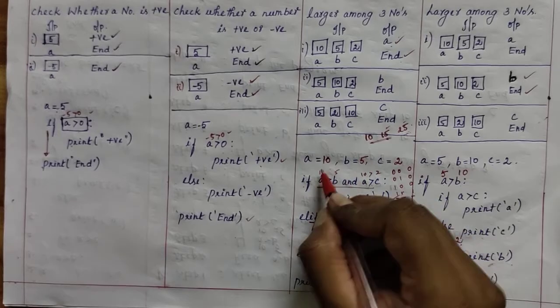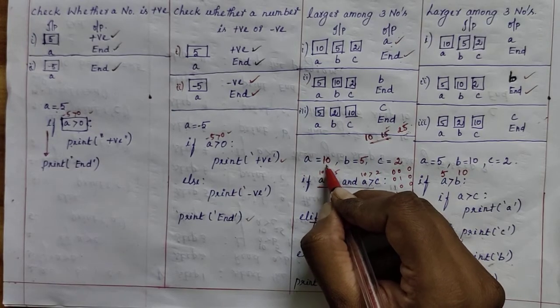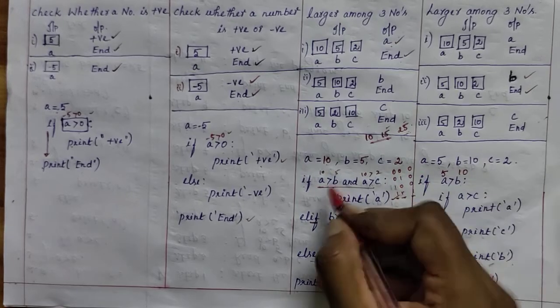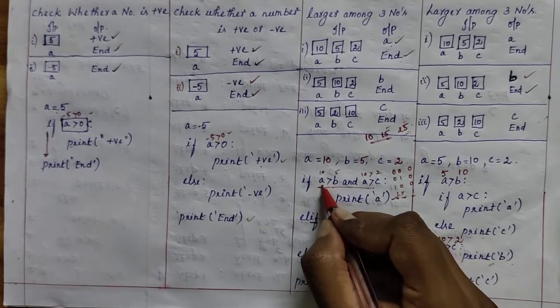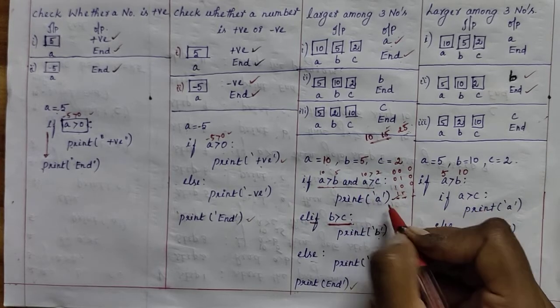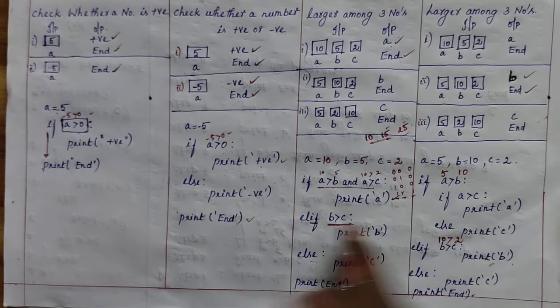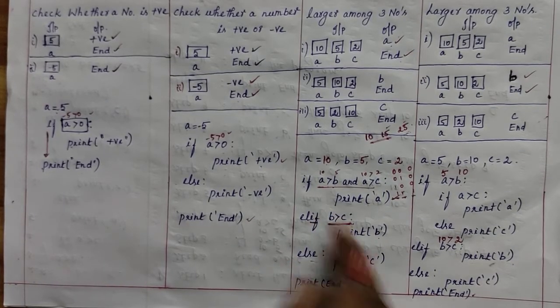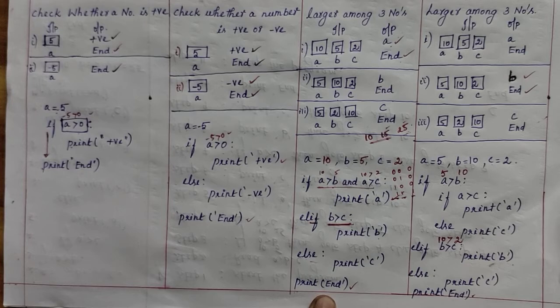Okay, let's see an example. For A, I'm going to give the value 10, for B 5, and for C 2. First, what is the A value? 10. 10 is greater than 5. Yes, the condition is correct. And 10 is greater than 2. Yes, the condition is correct. A will be printed, and therefore the statements within the elif and else are not executed, and then end will be executed.